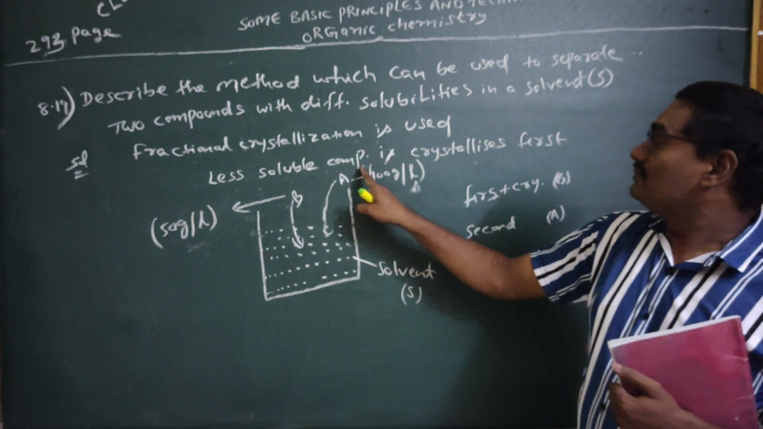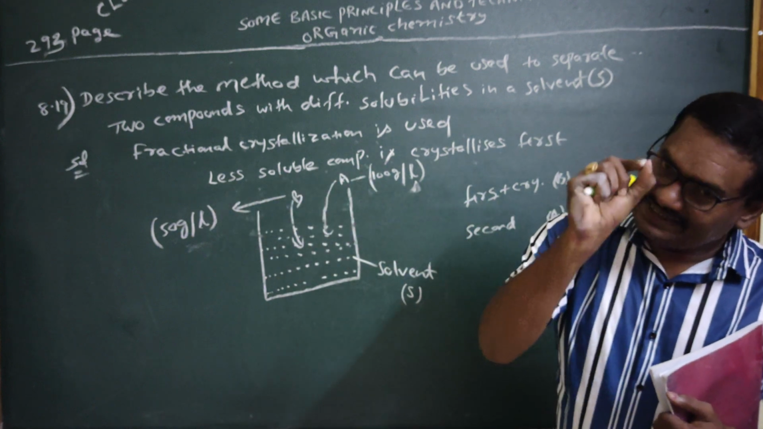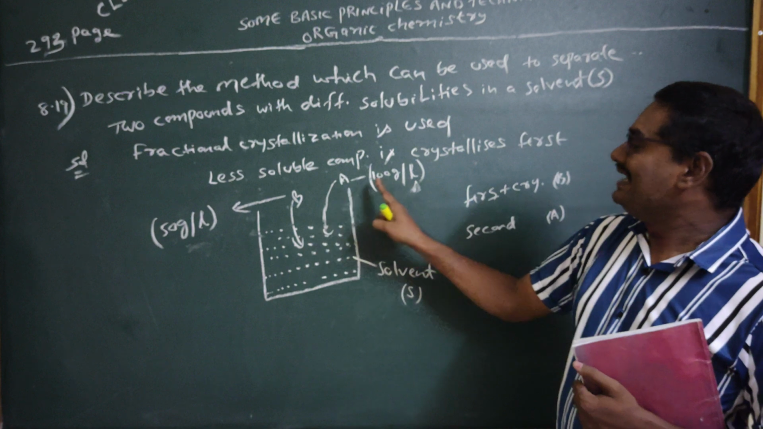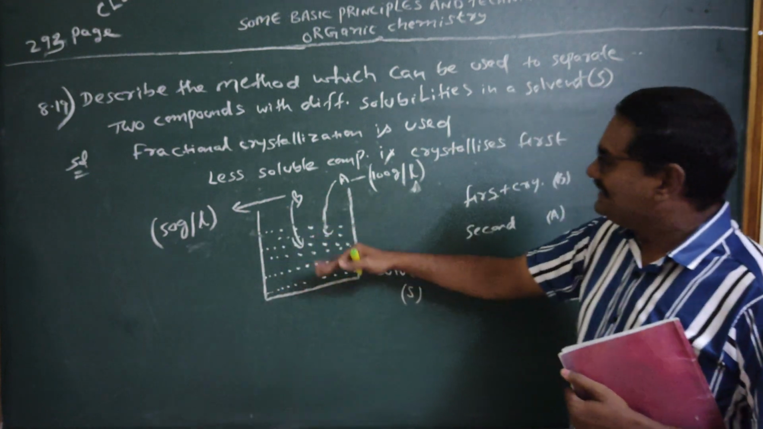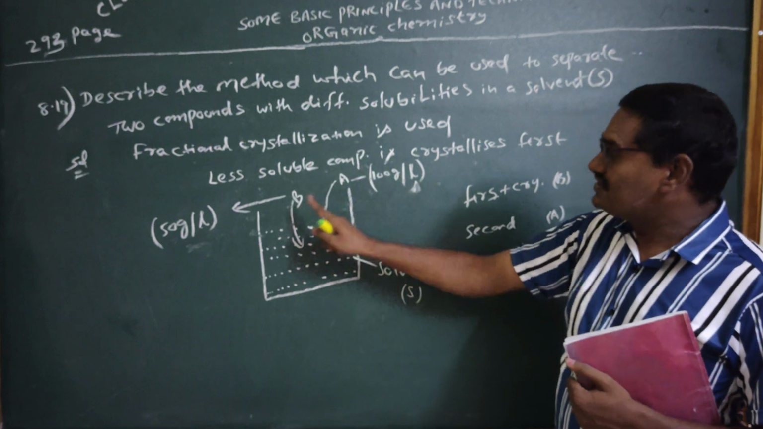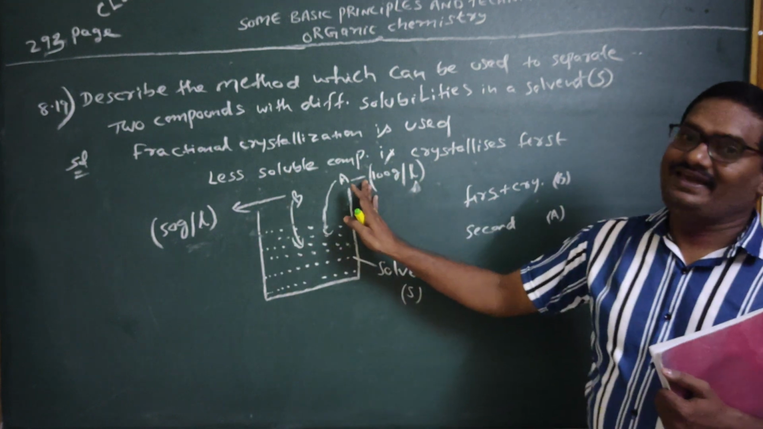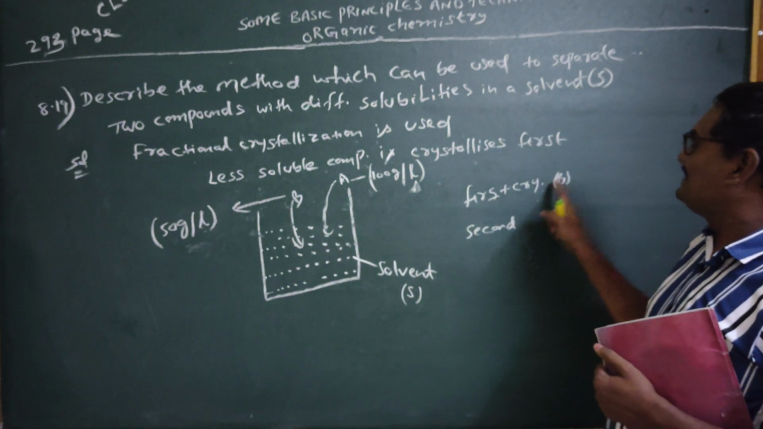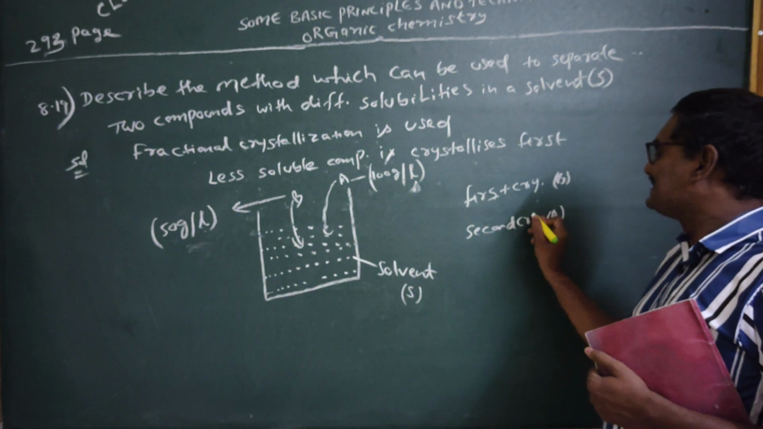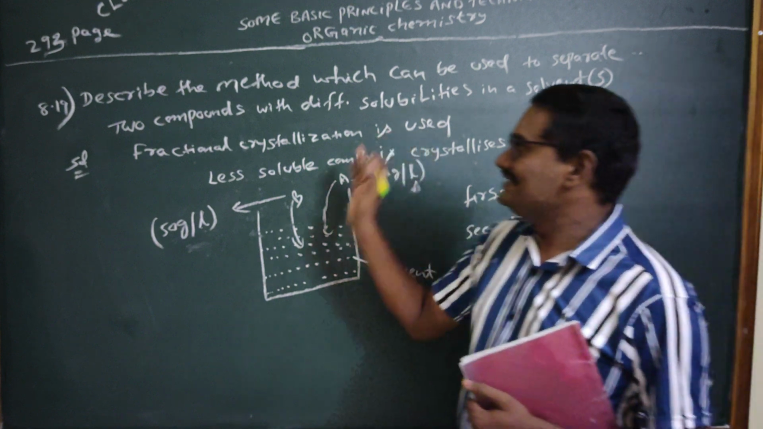The less soluble compound crystallizes first. So, here A is 100 grams per liter, B is 50 grams per liter, for example. Then when we heat and cool, the first crystallization is B, not A. First crystallization is B, second crystallization is A. So, that is the answer.